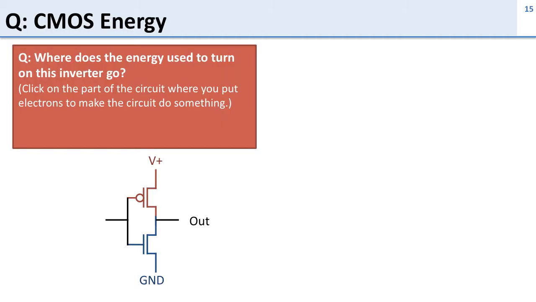Let's talk about CMOS and power, and where power is burned when we have CMOS circuits. So let's take a look at this here. Here's the inverter we saw before, and the question I want you to answer is, where does the energy used to turn on this inverter go? So click on the part of the inverter here where you expect the energy that's going to turn it on goes.